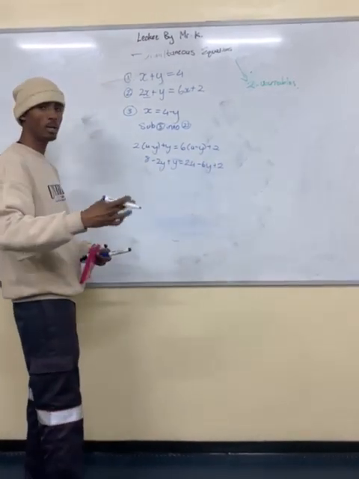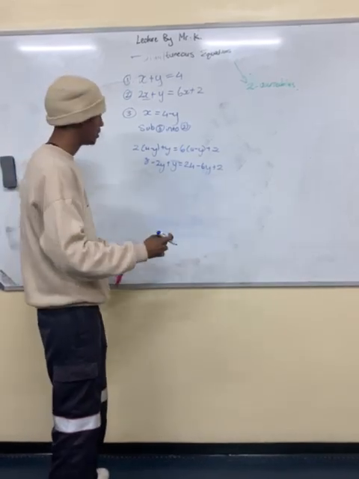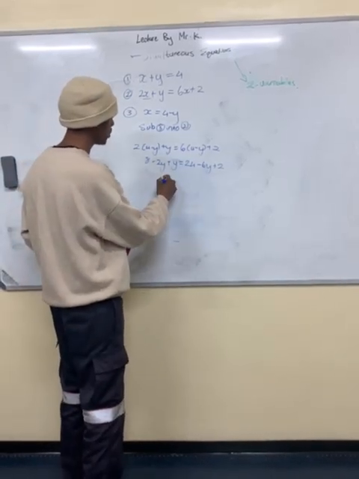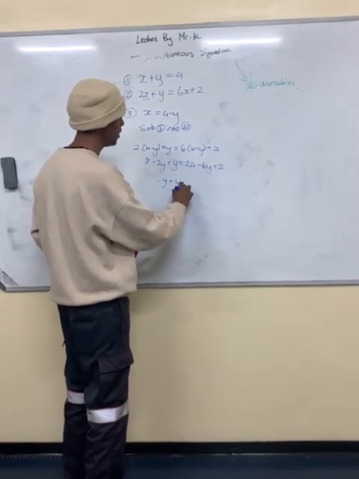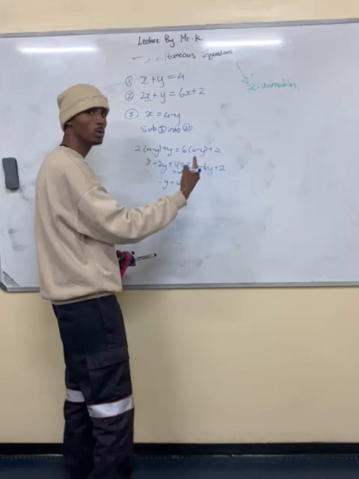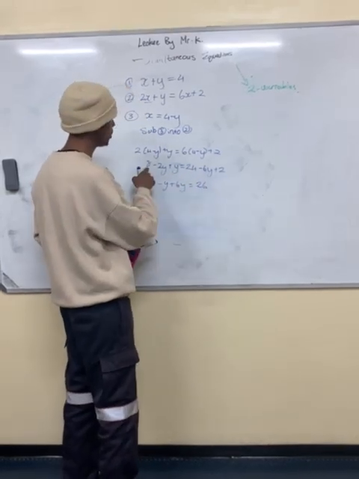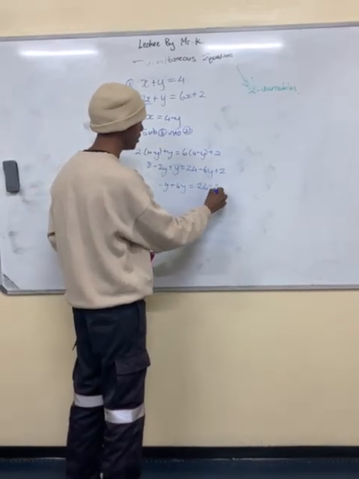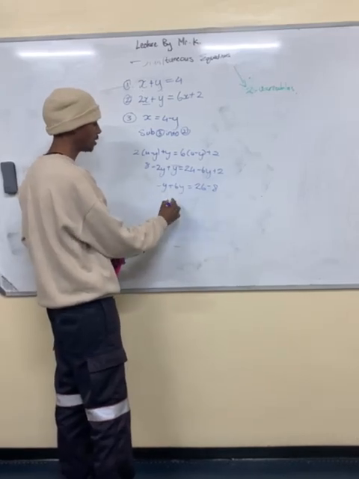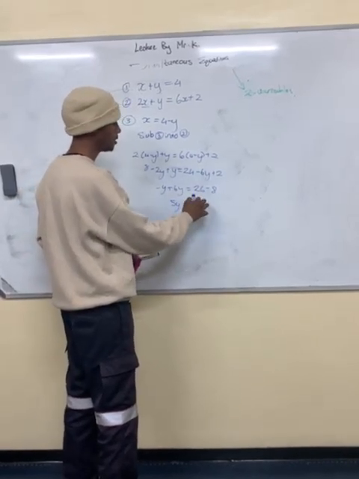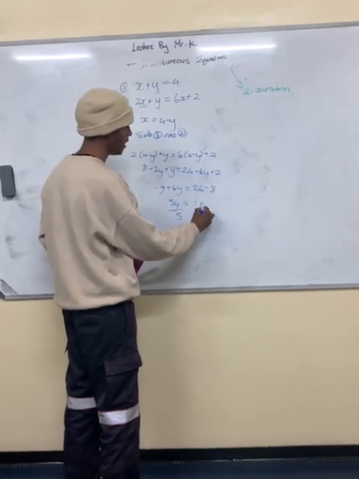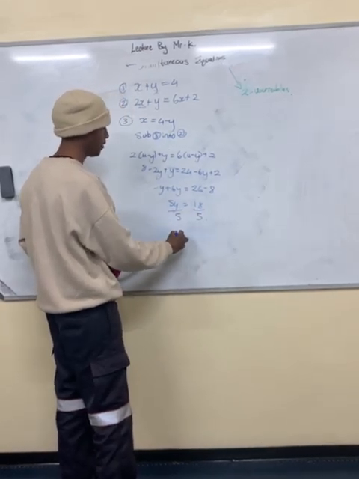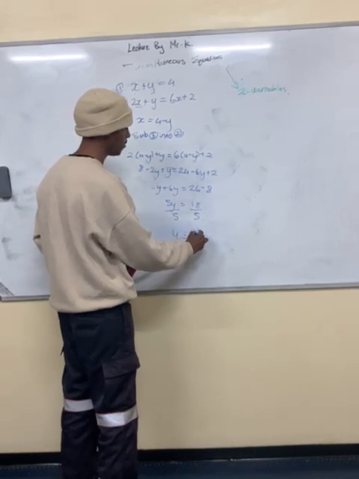Now my aim is to get the like terms onto one side. So minus 2y plus y. When I took the negative 6y to the other side, it becomes plus 6y. And then 24 plus 2 is 26. 26, and I took the 8 to the other side, is minus 8, right? So now this will give me 5y, and this here will give me 18, right? I divide by 5, I divide by 5, and therefore y equals 18 over 5.